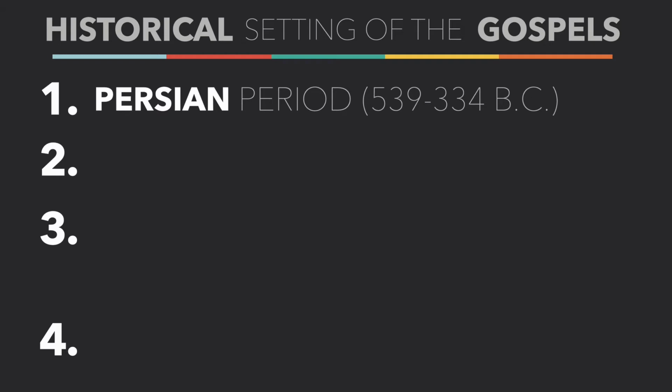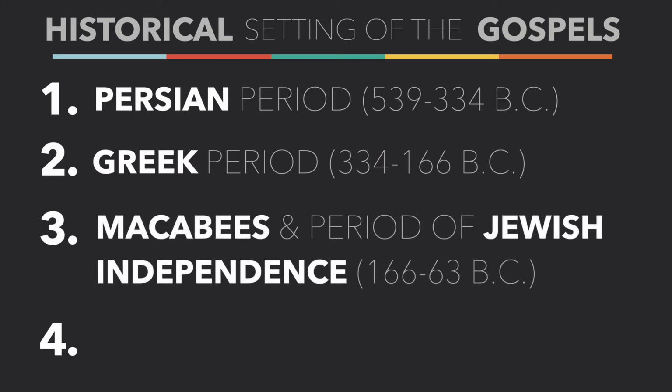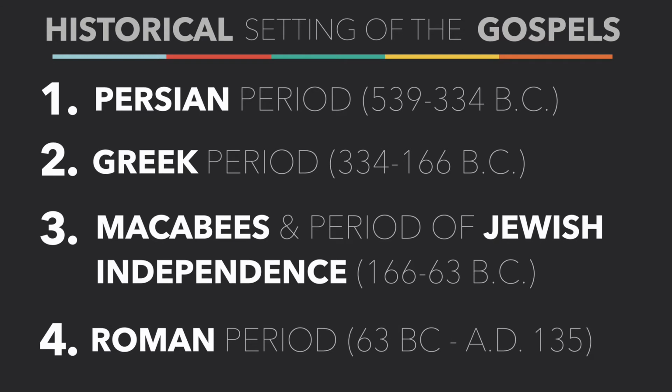The first one is the Persian period. The Old Testament ends during this particular period. It goes from 539 to 334 BC. It's followed by the Greek period. Then there's a period called either the Maccabees or the period of Jewish independence, which went from 166 BC up to 63 BC. And then we have the Roman period, which is where the setting of the New Testament takes place, starting in 63 BC up to AD 135. So these are the four main periods in between the Old Testament and the New Testament.